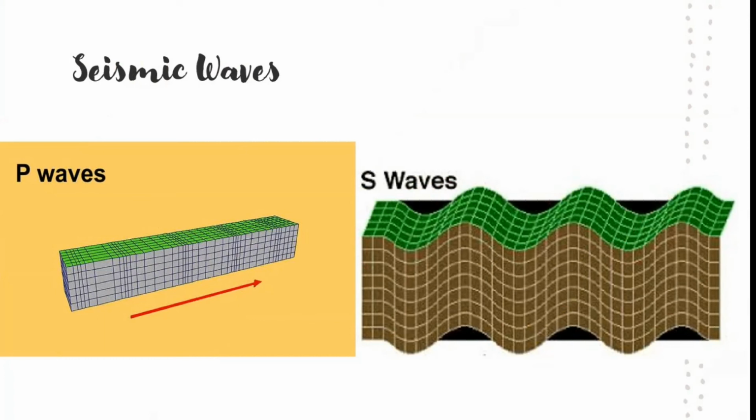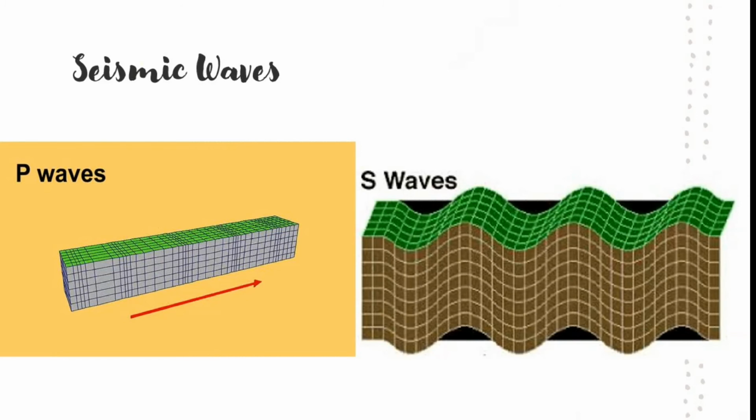Primary waves, also known as P waves, travel the fastest through rock material by causing particles in the rock to move back and forth or vibrate in the same direction as the waves are moving. Also, we have secondary waves, known as S waves. They move through rock material by causing particles in the rock to vibrate at right angles to the direction in which the waves are moving.